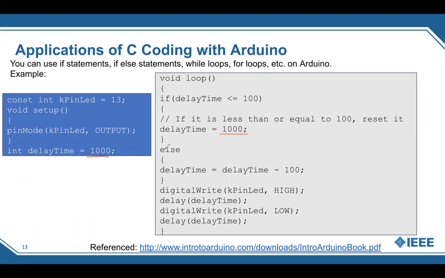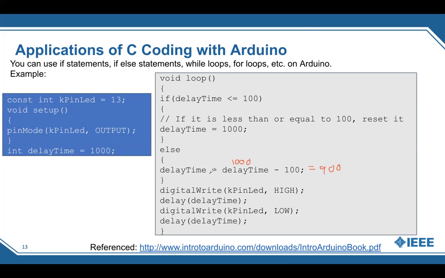So it's then going to go to the else because this is not true. Because that's not true, it's going to go to the else statement. When it goes to the else, it's going to take the delay time, which we have here, which is 1,000, and it's going to minus 100. So that would be 900 then. And it's going to reassign that.